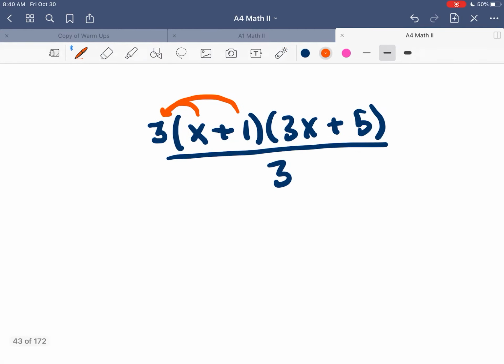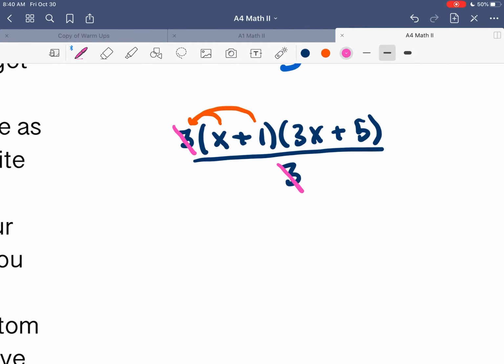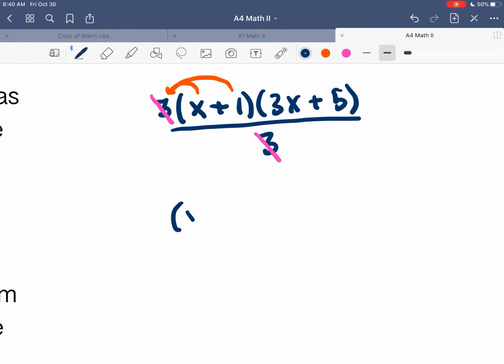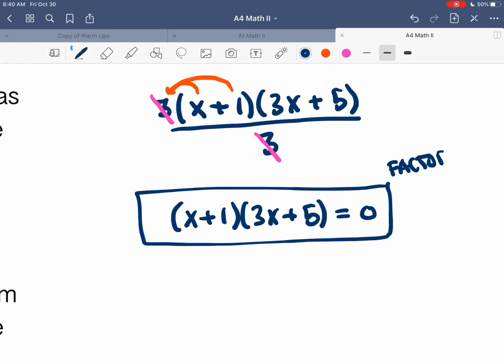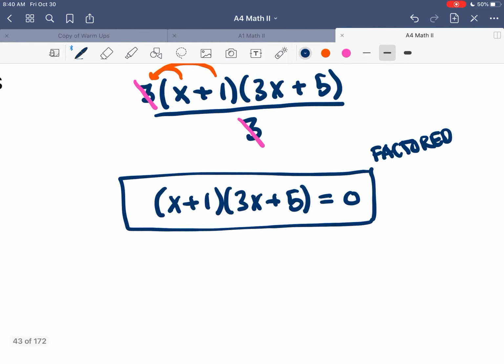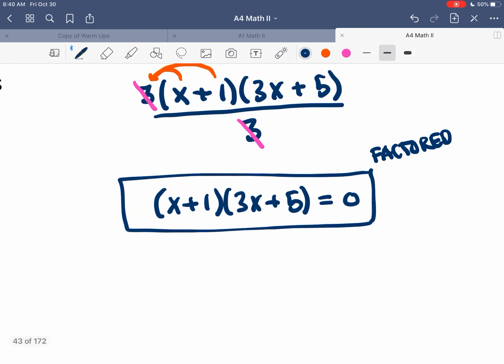So once we've factored that out, something magical happens. We can cancel that 3 with that 3, and we're left with this set of binomials. And this is what we want. This is factored form. That's factored. So you know you did it right if the a value that you put on the bottom of the fraction cancels out, then you did it right.